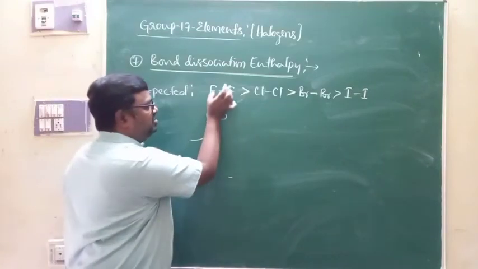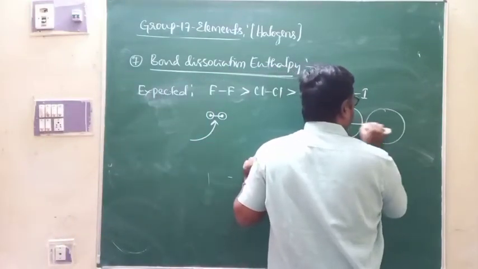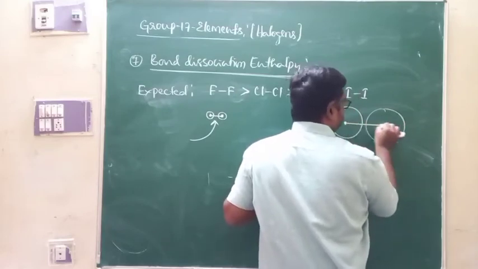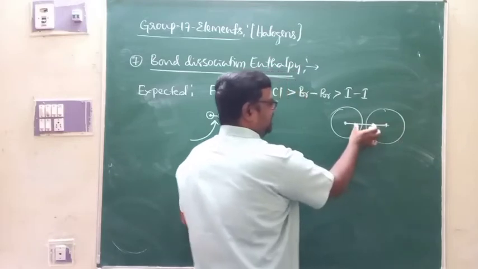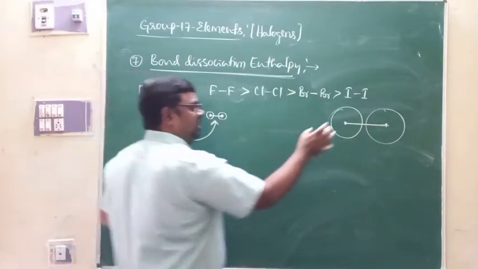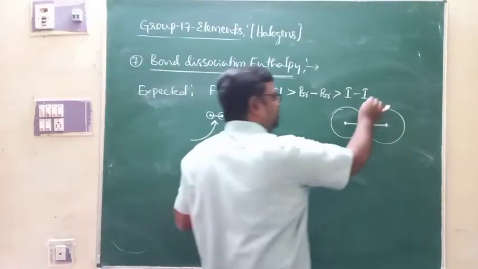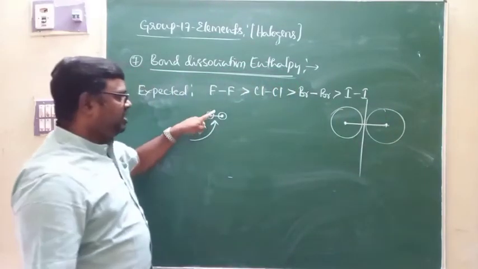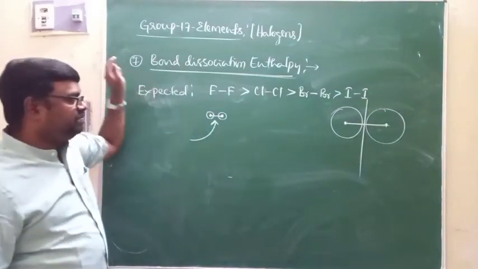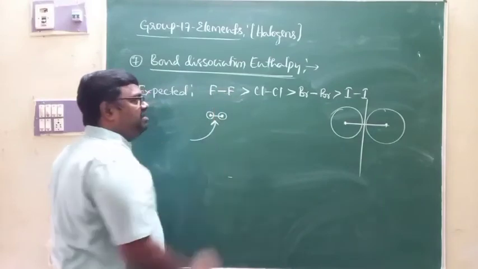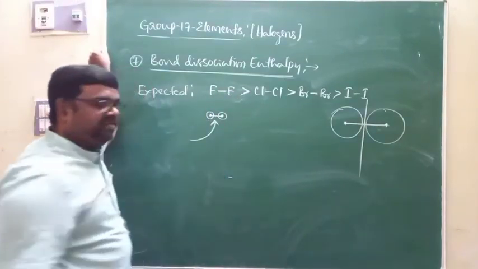Because the fluorine atoms are very small. Whereas in iodine, the atoms are very, very big, and they are far away from one another. The bond length is very large here, whereas here the bond length is very small. The distance between two nuclei is very, very large, therefore this bond can be easily broken. But you cannot break this bond easily because they are very, very close to each other. Therefore, we expect fluorine to have high bond dissociation enthalpy.